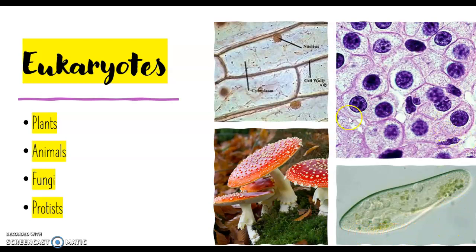So what I want you to do right now, continuing with your notes, I want you to write eukaryotes, and these are examples: plants, animals, fungi, and protists. Write this on the same paper, so all of these notes are going to be all together. So press pause now to do that.